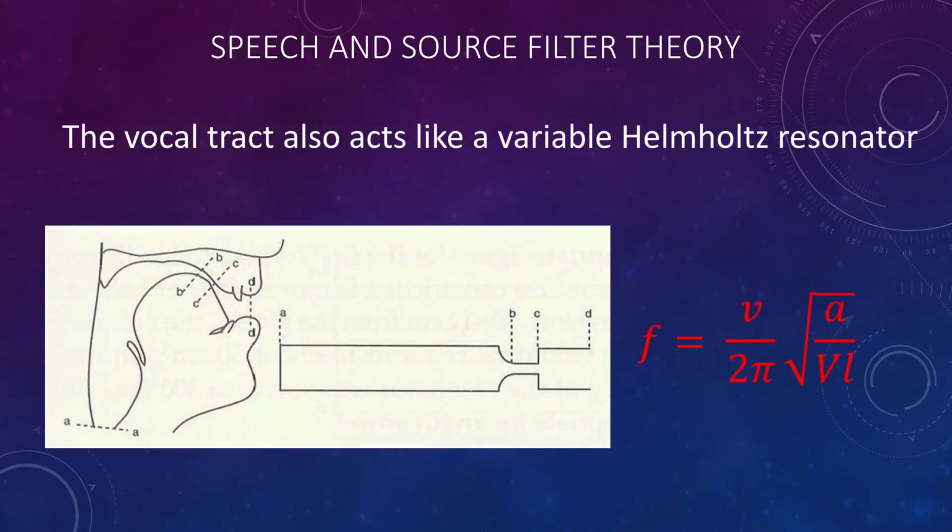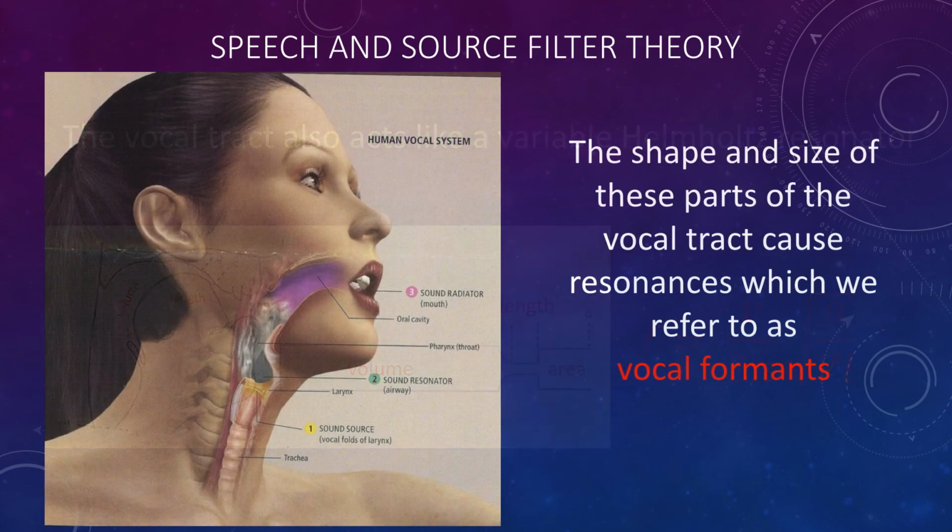It also has properties of a Helmholtz resonator, with the space in the oral cavity being the volume, the opening of the lips being the area, and the pursing of the lips changing the length. As you raise your larynx, open and close your lips, move your tongue and jaw, you are changing the variables of the Helmholtz resonator. The shape and size of these parts of the vocal tract cause resonances which we refer to as vocal formants. We will take a closer look at how the changes in the vocal tract affect the sounds of speech in the next module.